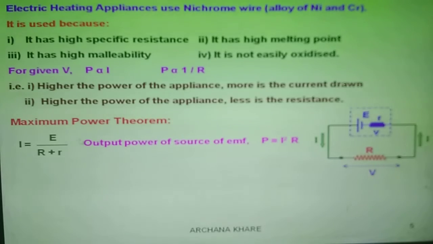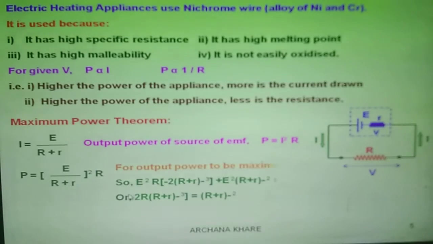So what is the value of I that we substitute here? Then we get P is equal to E upon R plus r, the whole square, into R. For the output power to be maximum, we are dealing with the maximum power theorem. We know that the first differential of power with respect to resistance should be 0. dP by dR should be 0.